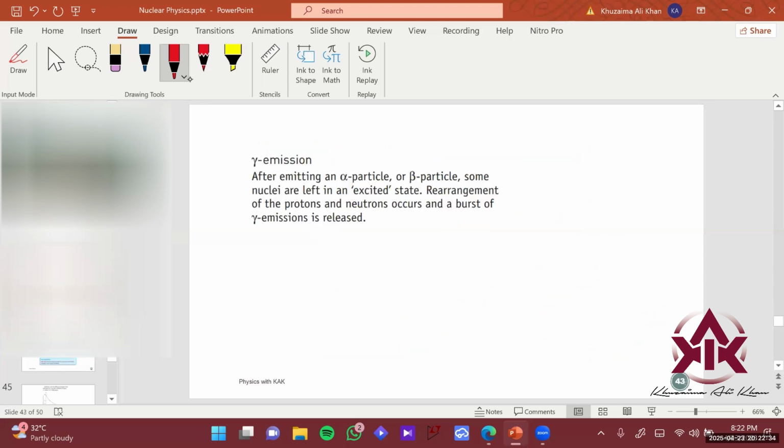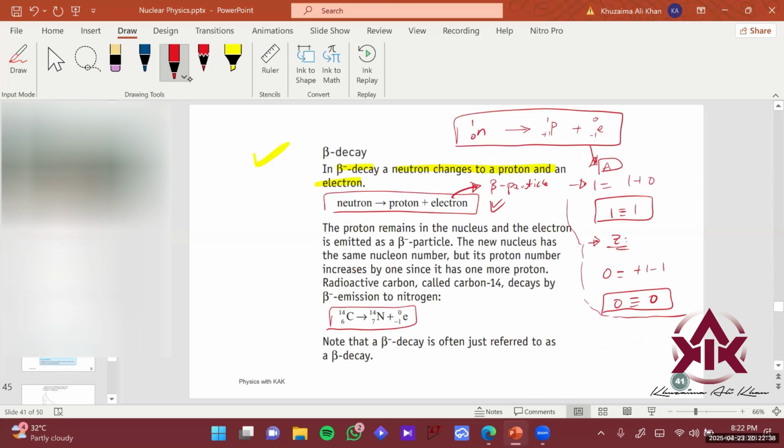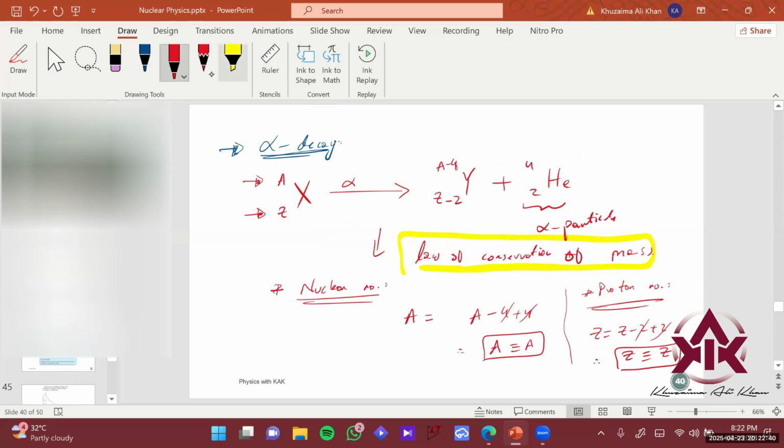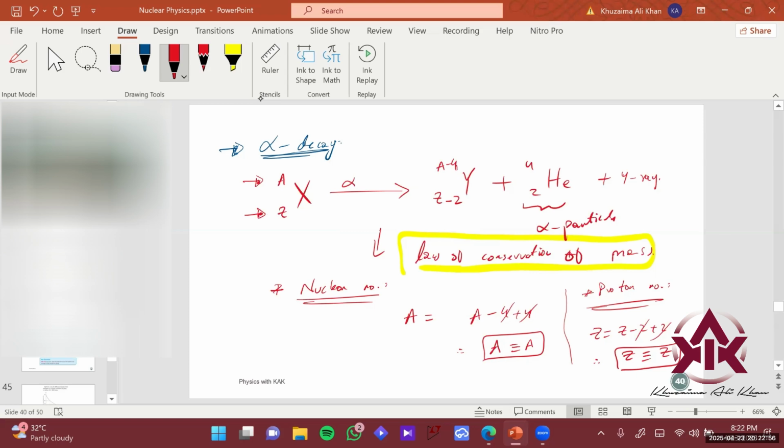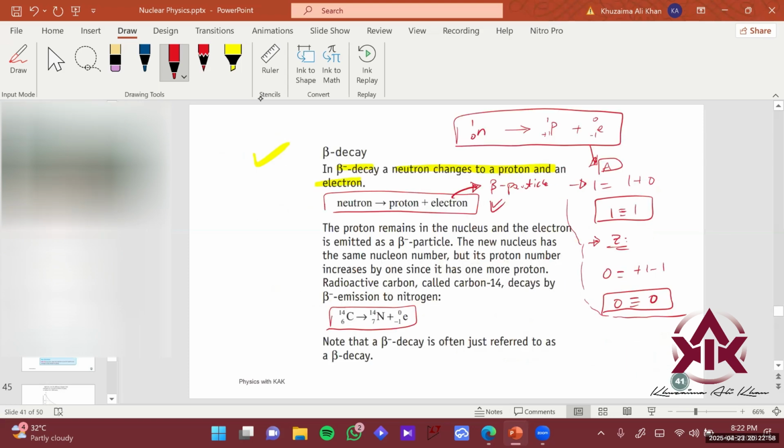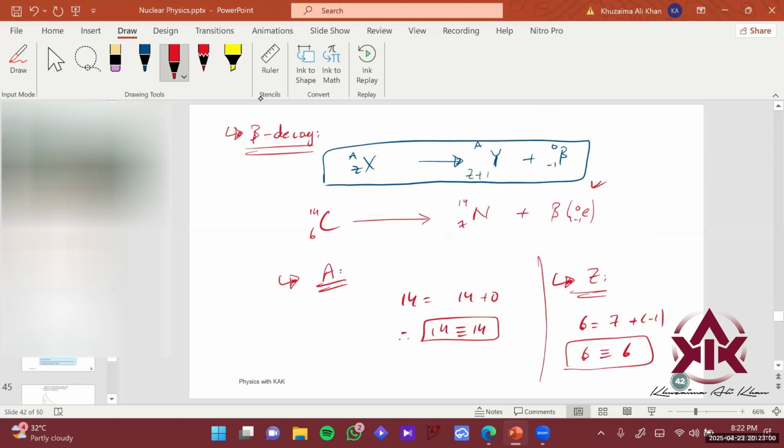What is gamma decay? Basically, in every decay, that is alpha or beta, you have gamma emission produced, right? So this is a gamma particle here. Okay, this is a gamma ray. They are produced in every reaction. They are basically high speed electromagnetic waves, so they are produced in all of the decay processes. So if you have this, you will have a plus gamma ray here.